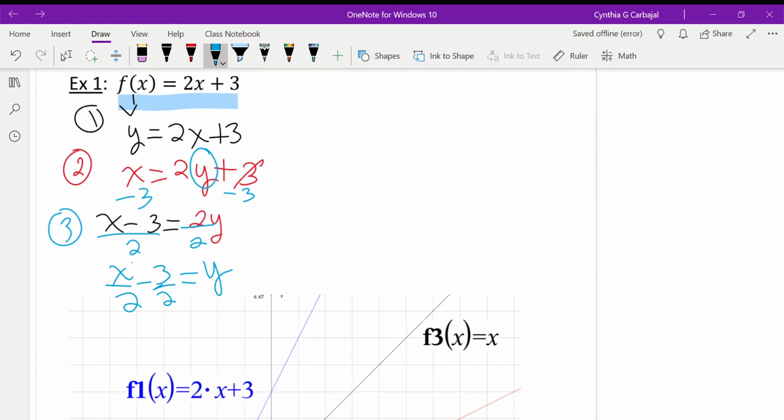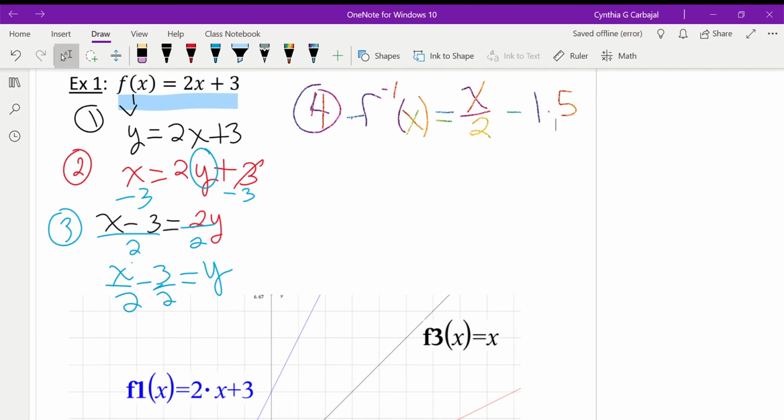All right, so that's our equation, and then we're going to change it back, and I'm going to do step 4 over here. Step 4, change the y to f raised to that little -1 of x. So what does it equal? It equals x over 2 minus, and if you want, you can change that y-intercept to the simple decimal 1.5, just so when you see it in the graph, it makes sense.